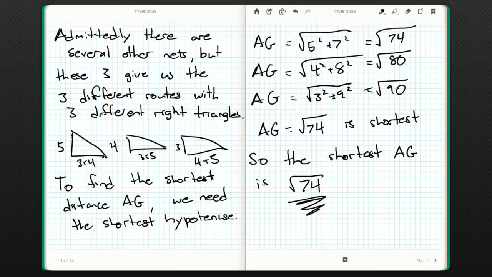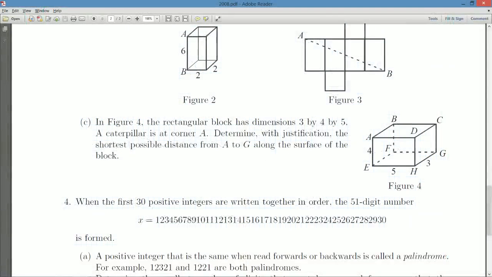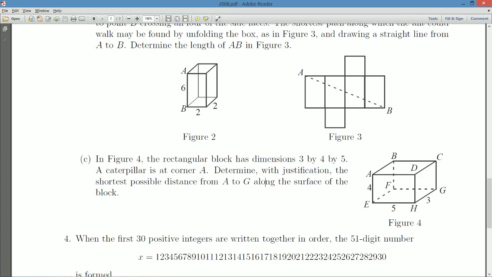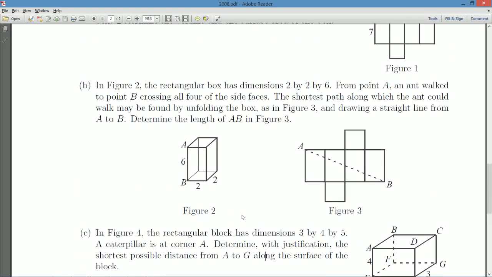So that concludes question number 3, part C, and that finishes question 3 off completely. It's a nice little three-dimensional thinking problem that really reduces just down to a two-dimensional problem. And this, caterpillar crawling along this distance, ant walking along this distance, these questions pop up from time to time, and it's all about unfolding your three-dimensional structure into a two-dimensional net and figuring out the shortest distance from this point.